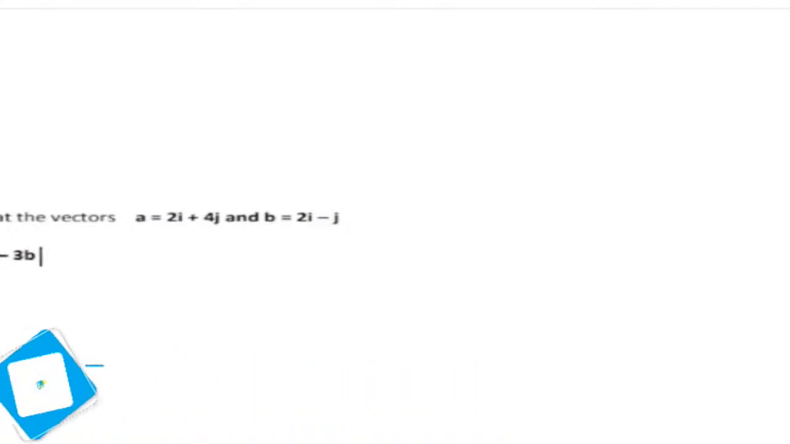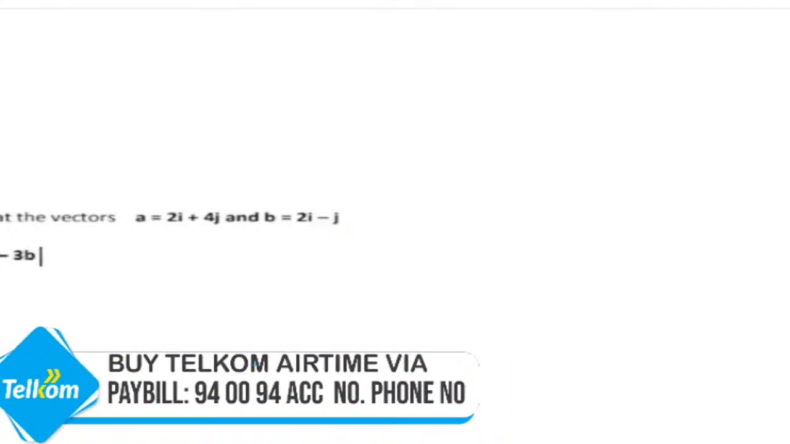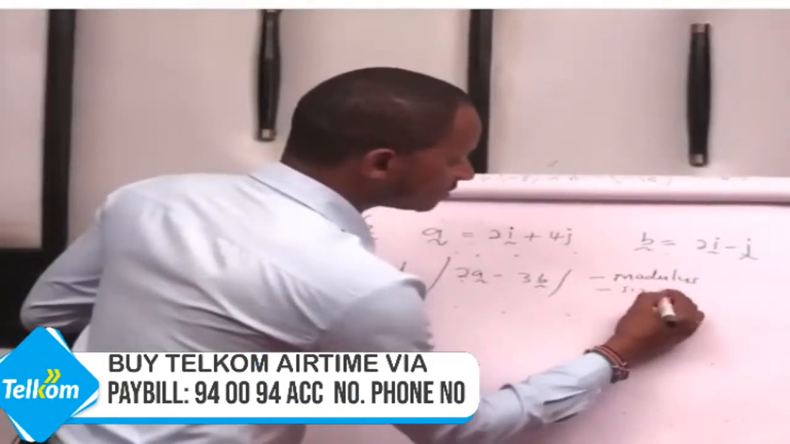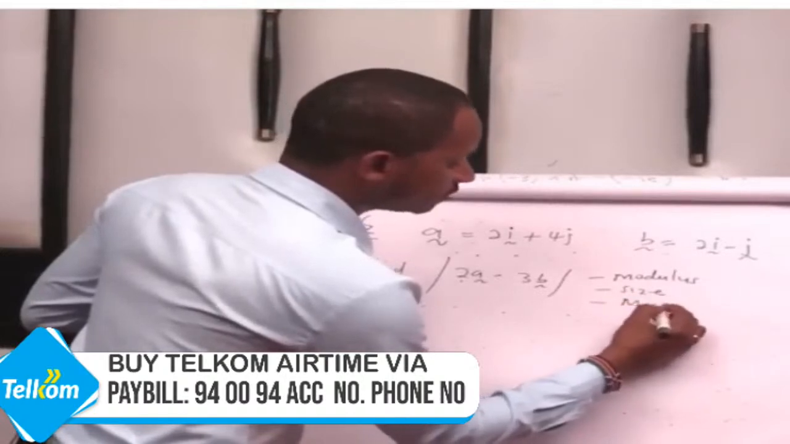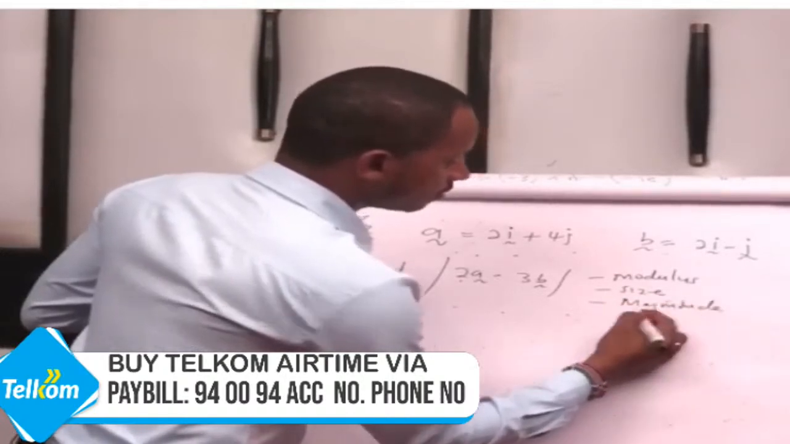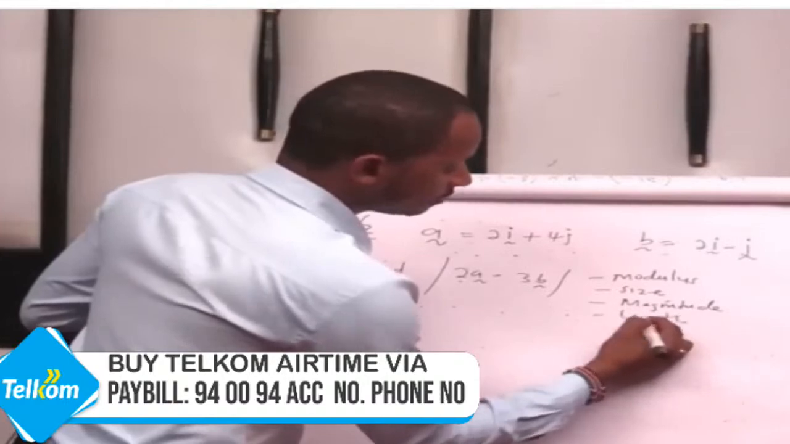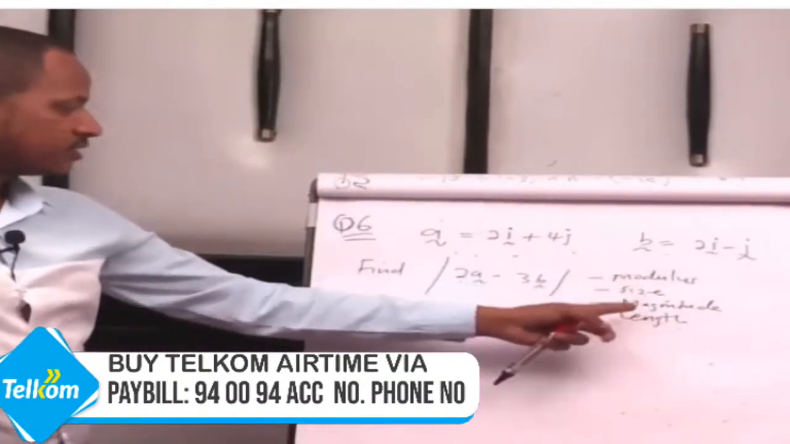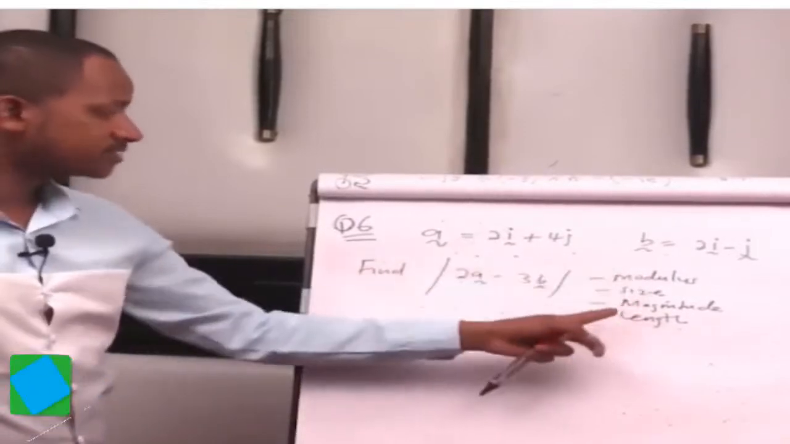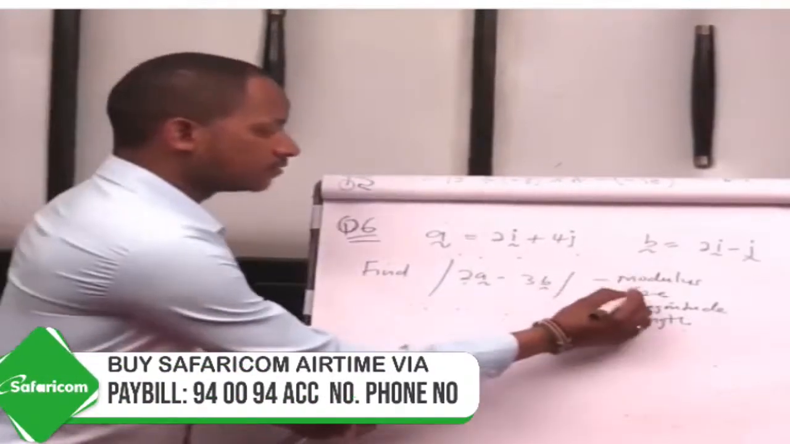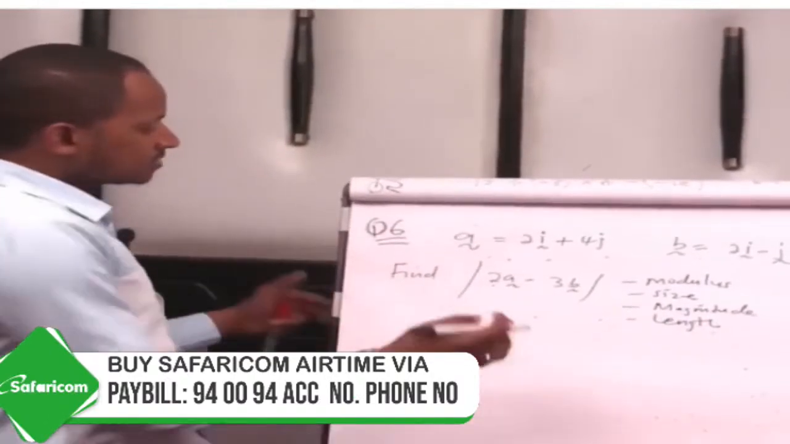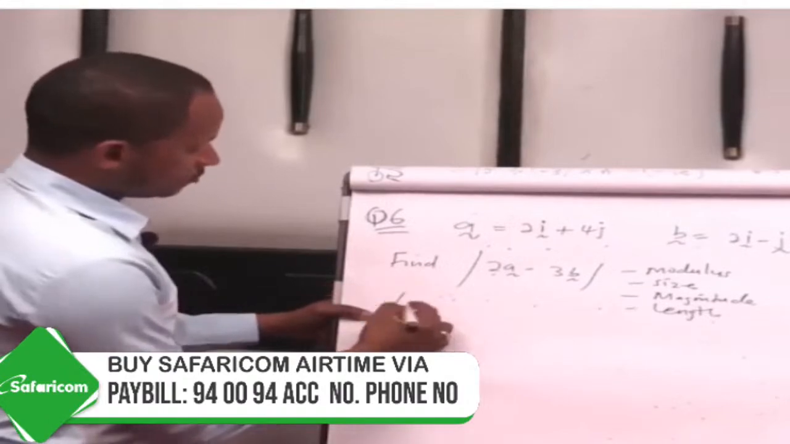When you see this sign, it means the modulus. The question can tell you find the modulus, or find the size, or find the magnitude, or find the length. The question can be set in any of these 4 ways. This sign means the modulus, or the size, or the magnitude, or the length. So just replace it with the modulus of.